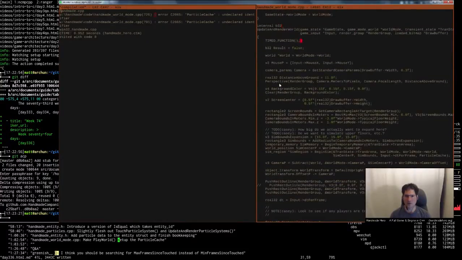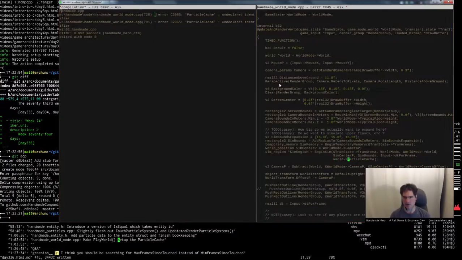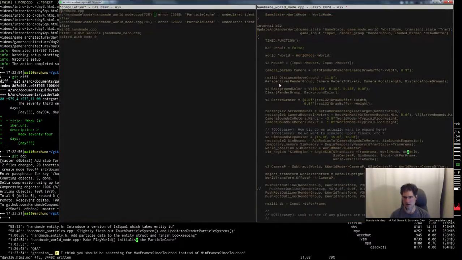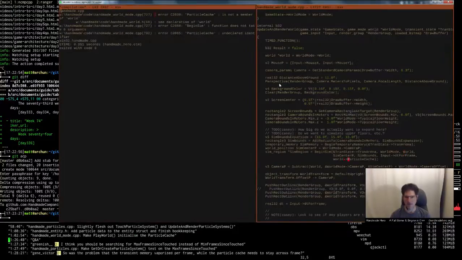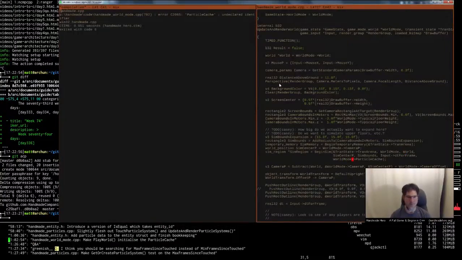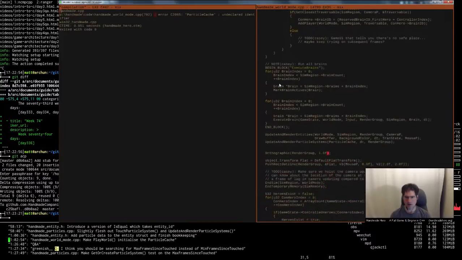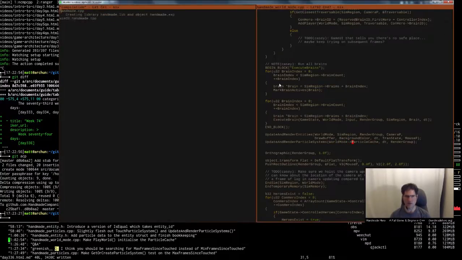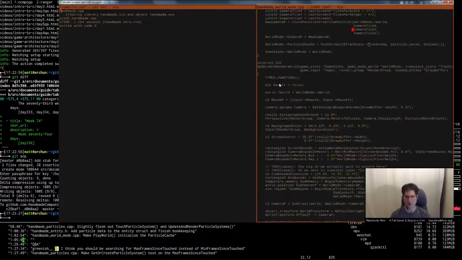Which function are we in? Update and render world. So yeah, in here we just need the world. I don't know why this does world mode arrow world when that's right up here. I'm going to assume it's safe to delete that and leave it that way. Yeah, and I think that's it. I don't think there's anything else we need to do.